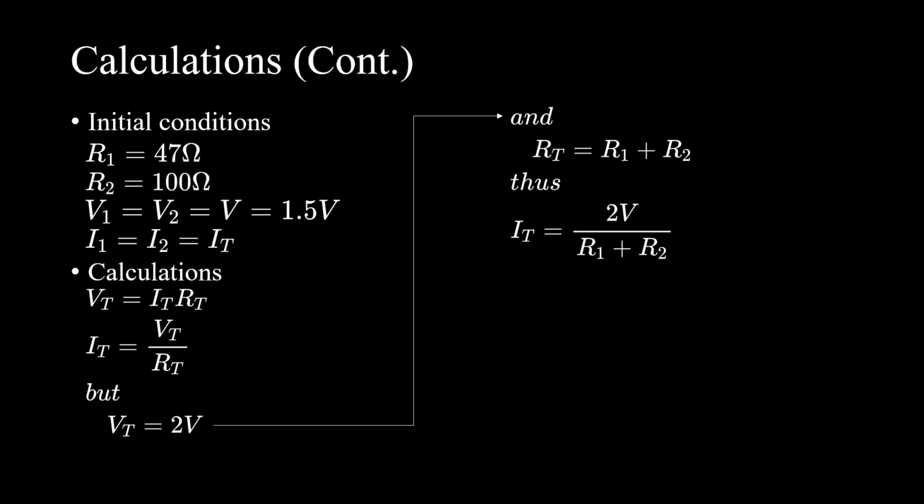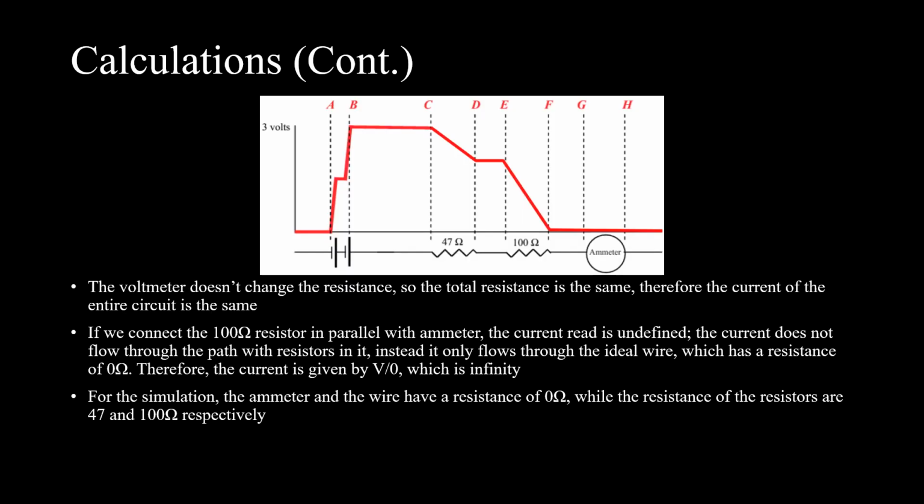Since we know that current is constant in series, we can find the total resistance by adding R1 and R2 together from our initial conditions, as well as the total voltage by adding V1 and V2 together from our initial conditions. And then we can determine that I1 is equal to I2, which is equal to the total current. Then by applying Ohm's law, we can see that I total equals 2V over R1 plus R2. We can graph these changes, and then we'll also note that the voltmeter doesn't actually change the resistance, so the total resistance is the same, and therefore the current of the entire circuit is the same.